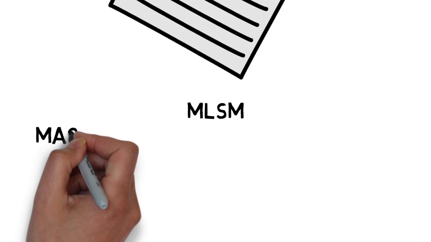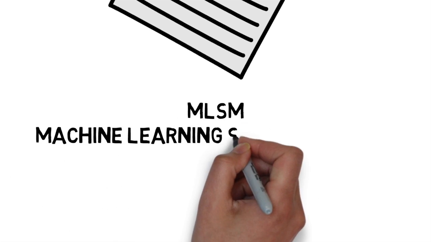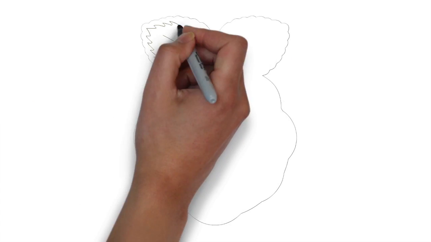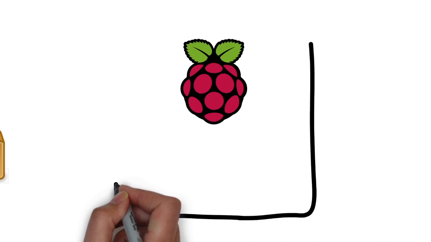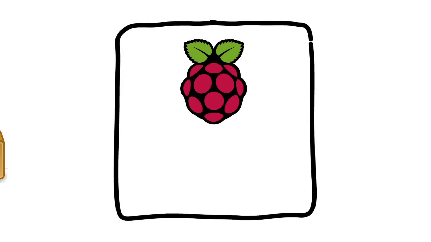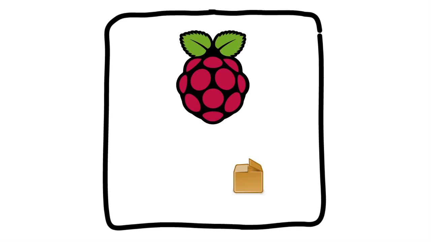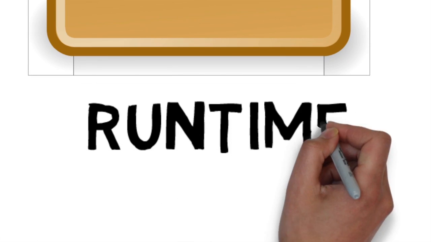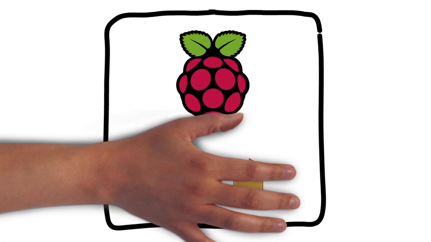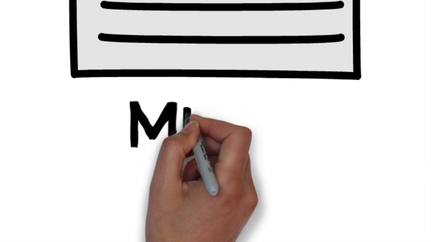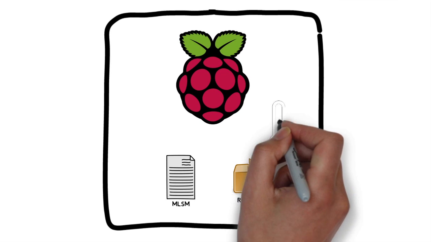The trained model is deployed using an MLSM file or machine learning semantic model, together with a lightweight runtime environment. The Raspberry Pi is an example of a device that runs the prediction runtime and uses MLSM to do detached execution or device scoring. Once the runtime and MLSM are transferred to the device, the sensor data is used as input to the predictive model and predictions are obtained.